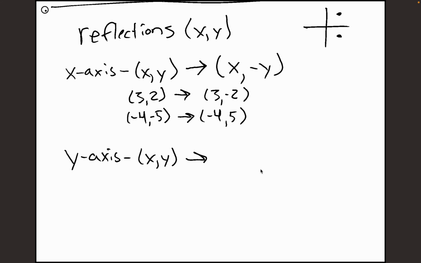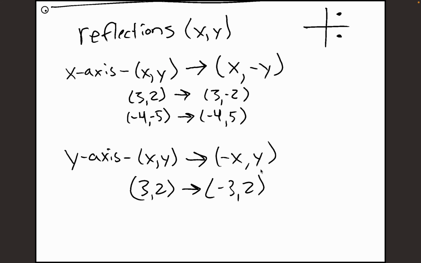The x changes. So we have negative x, y. I know, whoa. So if I have the coordinates, let's say 3, 2 again, we cross the y-axis, what happens? Negative 3, 2. Okay, what happens if I have negative 4, negative 5 again? 4, negative 5. Perfect. And there we go.